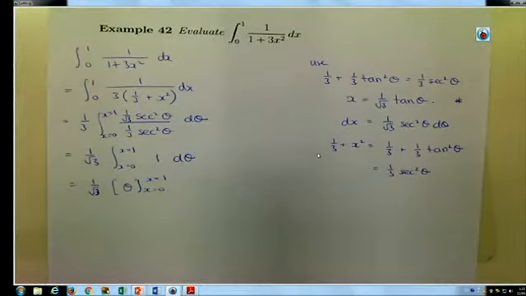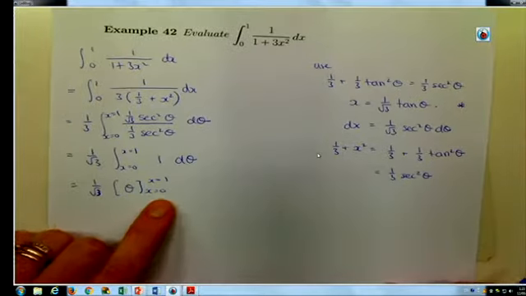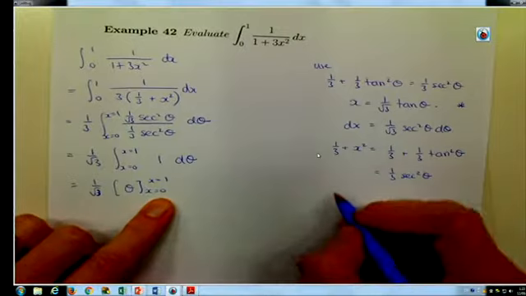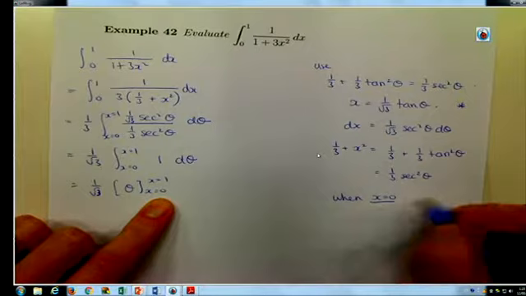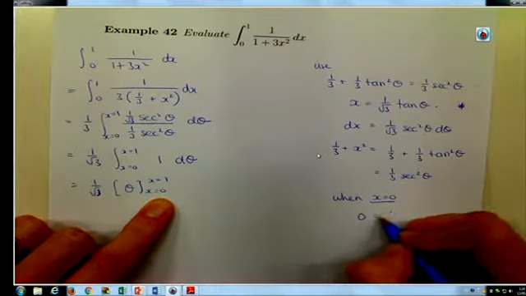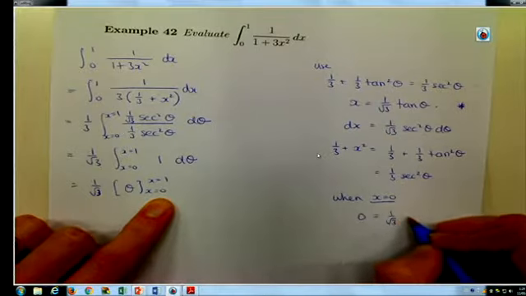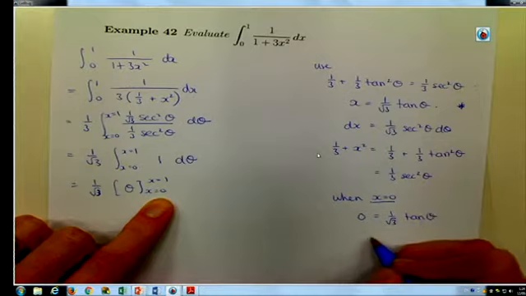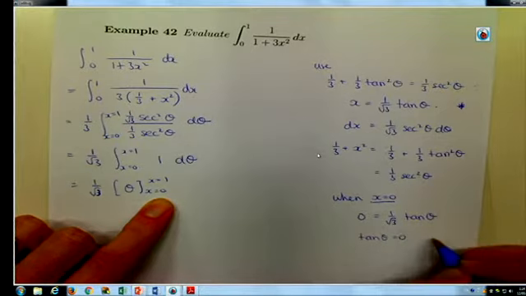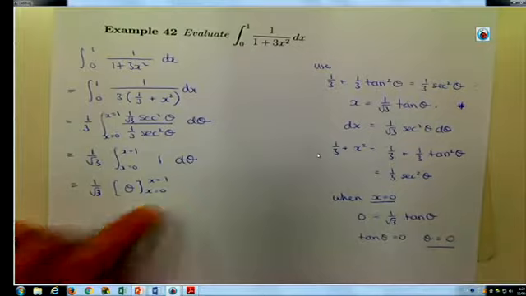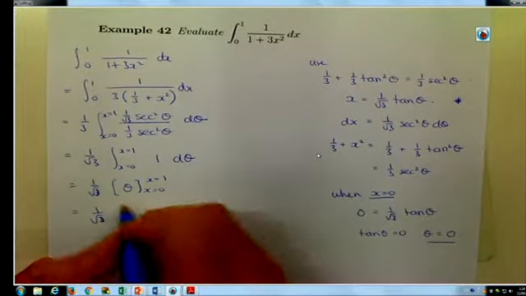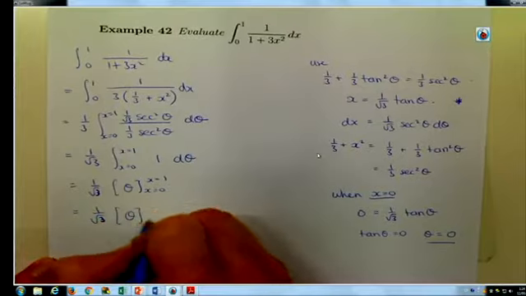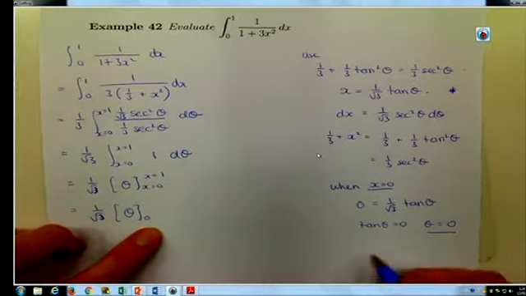So now we can either change the theta into x's, or we can change the x bounds into thetas. I am going to change the x bounds into thetas. So when x is equal to 0, use this thing here, and we get tan theta equals 0, so theta equals 0. And now the 1.